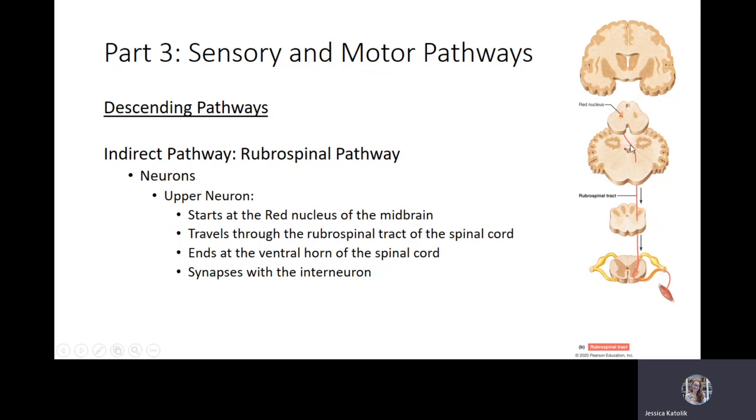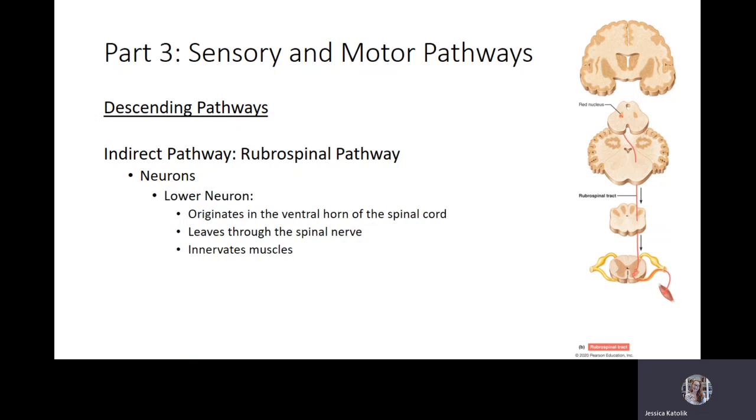upper motor neuron will actually cross over and travel through the pons, travel through the medulla oblongata, and then travel down the rubrospinal tract of the spinal cord. And eventually it will end in the ventral horn of the spinal cord, and it will synapse with an interneuron. So it starts in the midbrain and then travels down to the spinal cord.